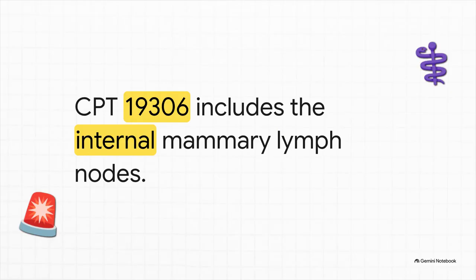Then at the absolute peak of our hierarchy sits CPT 19306, the urban-type radical mastectomy. Now this code is rare, but it's critical you know it. It requires the complete resection of everything we just talked about: breast, pectoral muscles, axillary nodes, plus the deep internal mammary lymph node chains situated behind the sternum. If you see internal mammary lymph nodes taken alongside a radical mastectomy, boom, you are looking at 19306.